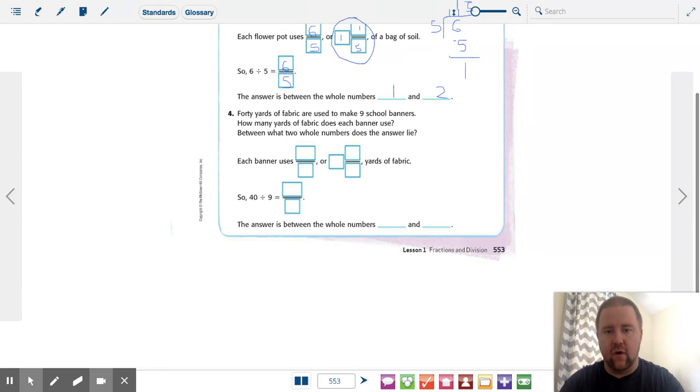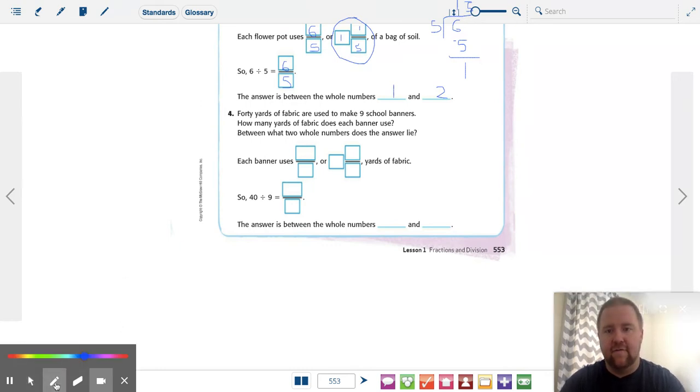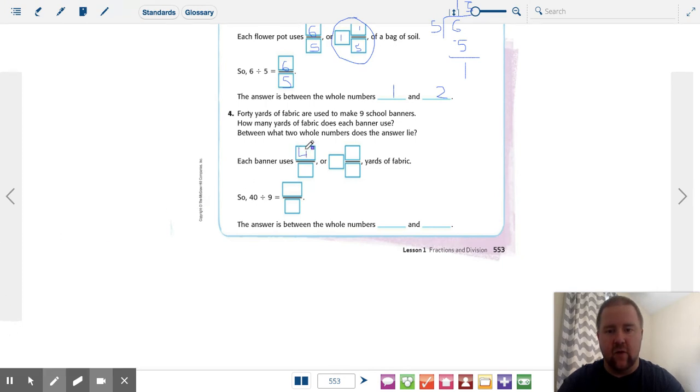which is number 4. It says 40 yards of fabric are used to make 9 school banners. How many yards of fabric does each banner use? Okay, 40 yards of fabric. We're taking the fabric and we're breaking them apart to make 9 banners. Okay, so that means we're going to have 40 here and 9 there, because the fabric is what we're separating. We're not separating the banners.